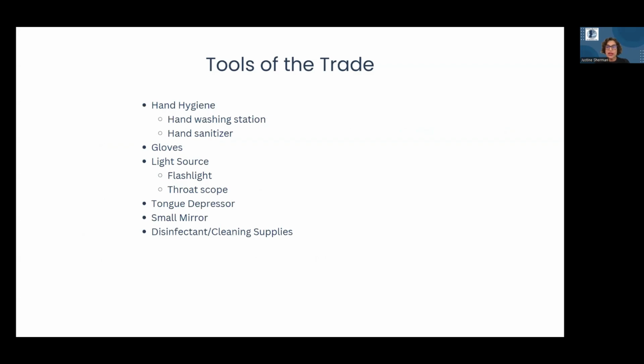And we have tools of the trade. So these tools may seem basic, but they really do matter because a poor light source can lead to poor clinical decisions. So a flashlight or a headlamp lets you see symmetry and color, maybe swelling, movement. A tongue depressor is for stabilization, not force. And a mirror is incredibly helpful for checking nasal airflow. So if you can't see it clearly, don't guess, adjust your setup and your tools.